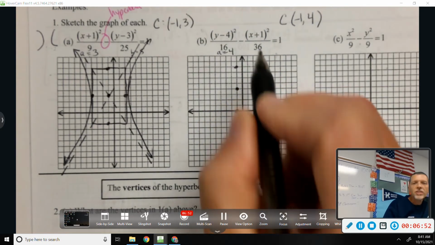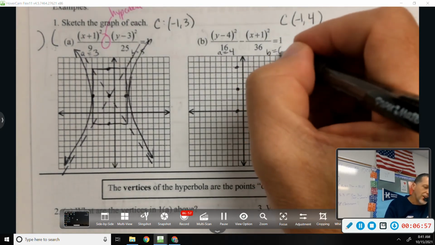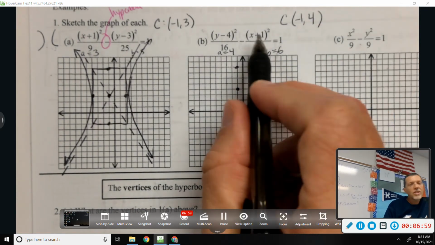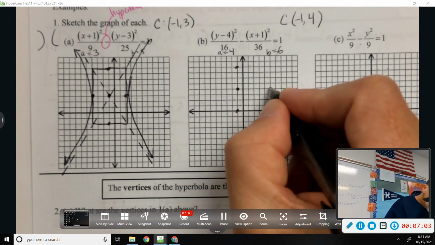What do I do with the 36? Left and right, good. Left and right, 6. 6 is the square root. Left and right because it's under the X. And then we gotta detect the cross thing.